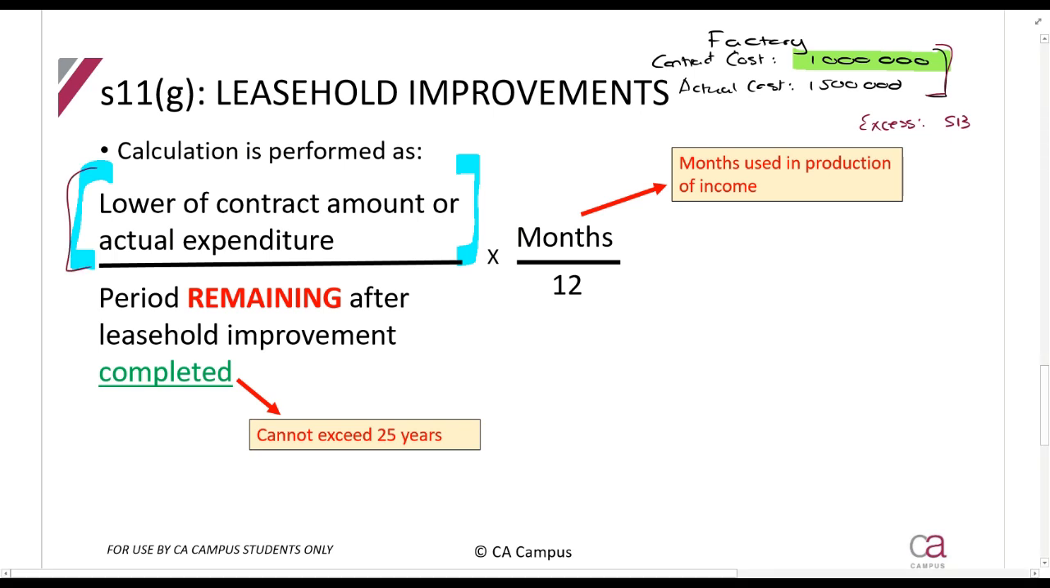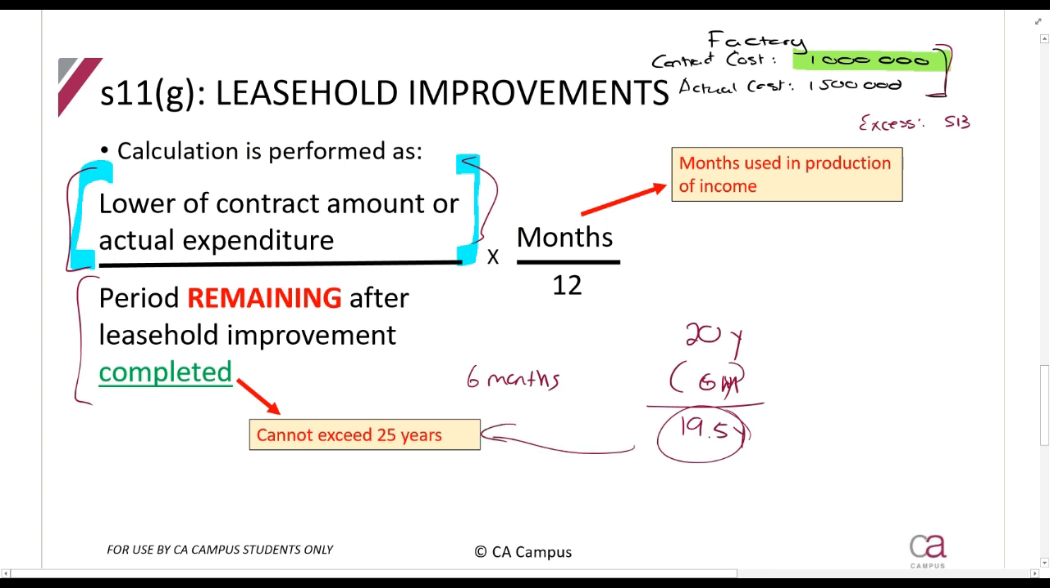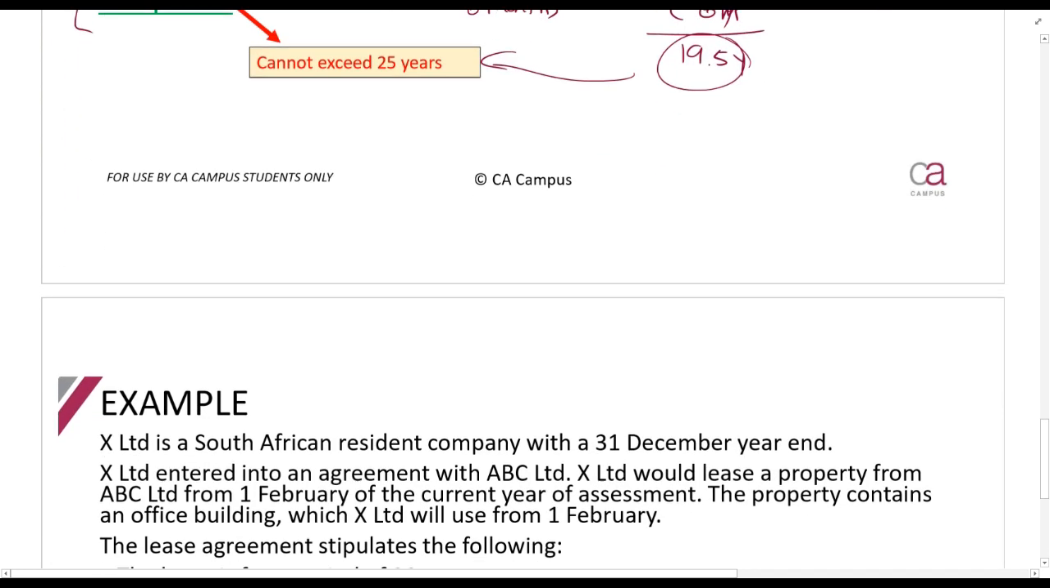Right, you will then take that amount and you will divide it by the period remaining after the leasehold improvement has been completed. So if the lease period is for 20 years and it takes you 6 months to build this factory, that 6 months will be deducted. So that means you are left with 19.5 years. So you use the period that remains. Again, that cannot exceed 25 years. And you have to apportion it for the period used in the production of income.